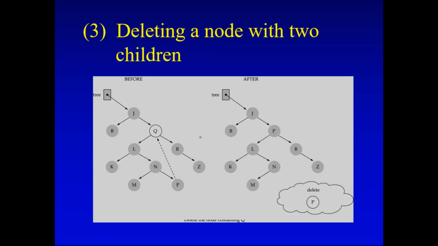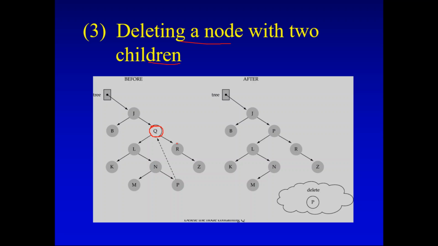Okay. Next is deleting a node with two children. If you want to delete a node which has two children, take this particular tree. Say that you want to delete this node Q, but if you see Q, it has two children. There is a child L and also there is a child R. In that case, how to do the deletion? If you want to delete a node which has two children, then there are two ways to delete.